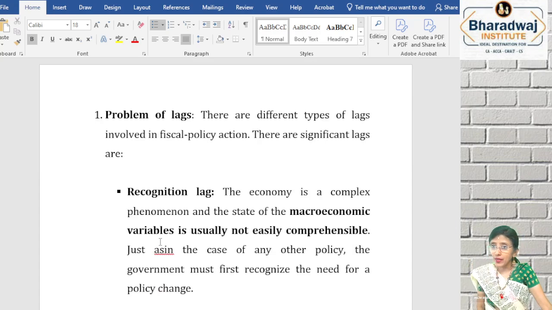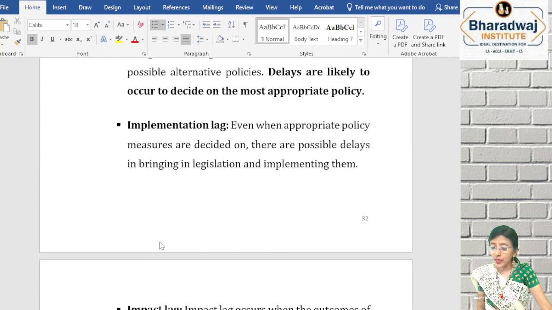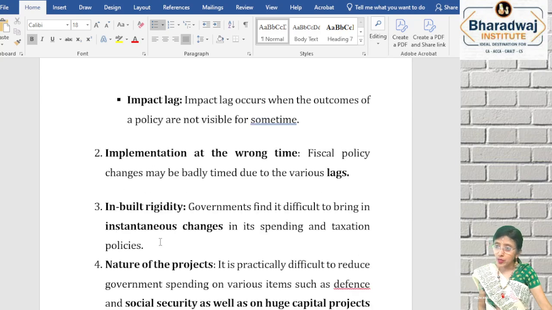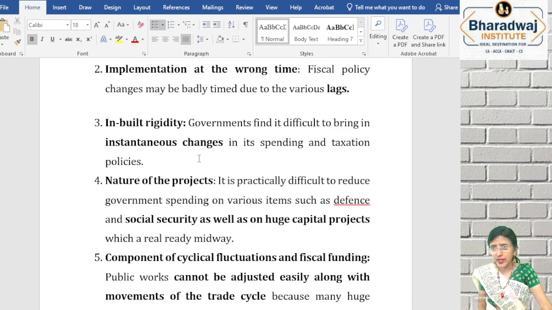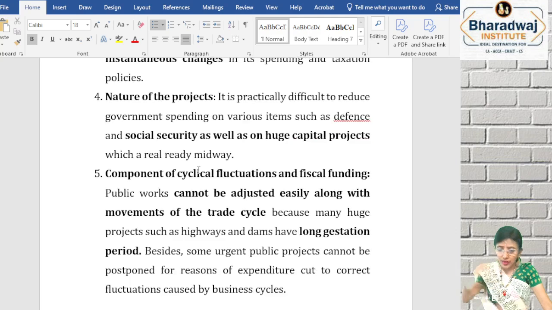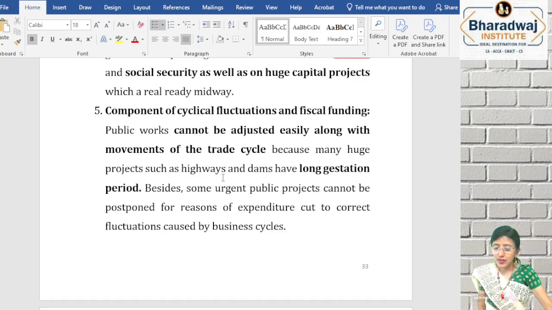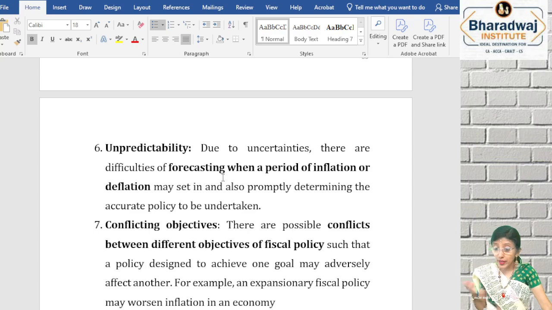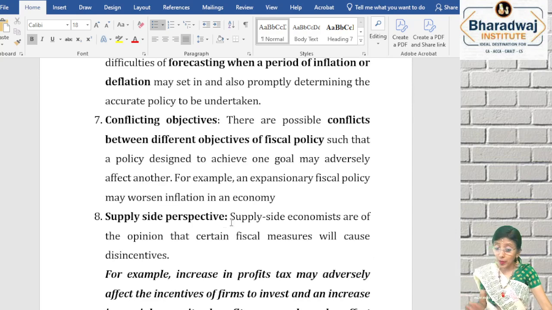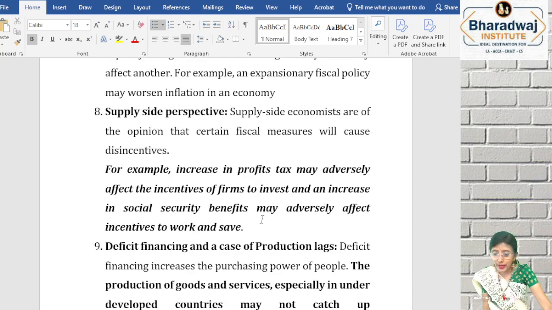Different types of lag: recognition lag, decision lag, implementation lag, impact lag. Problems: implementation at the wrong time, inbuilt rigidity, nature of the project itself, cyclical fluctuations and fiscal funding. They have to be matched, isn't it? See how long this metro work is going on. Unpredictability, conflicting objectives. Sometimes you find it. Supply side economists are saying we have to also address it. It's not only a demand side problem. From the supply side, we have to address the problem.